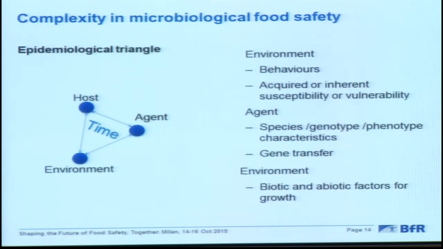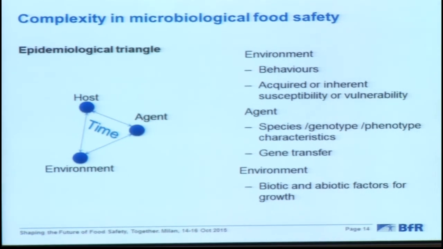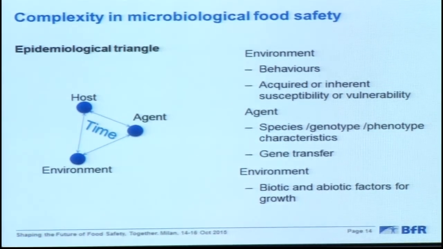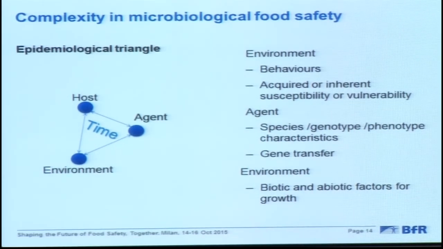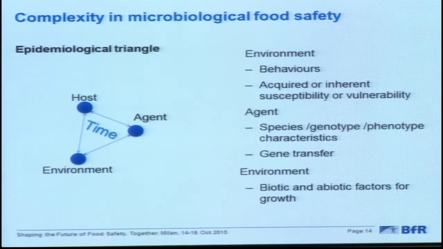Briefly, the justification, why do we need that? There is complexity in microbiological food safety. There is a traditional way of looking into the interrelation, which is the epidemiological triangle that combines factors referring to host, agent, and environment. And these are the classical aspects that we have to consider in the area of host, that should be host here, sorry, agent and environment.